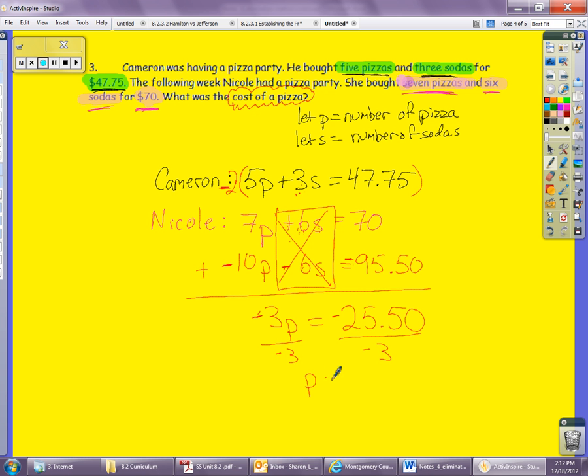And P equals a negative divided by a negative, which is a positive. 25.50 divided by 3 is $8.50. So our solution, the cost of each pizza is $8.50. So let's take a look at the next example.